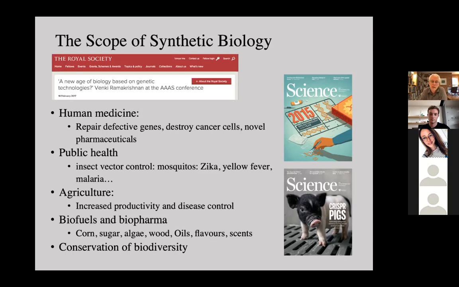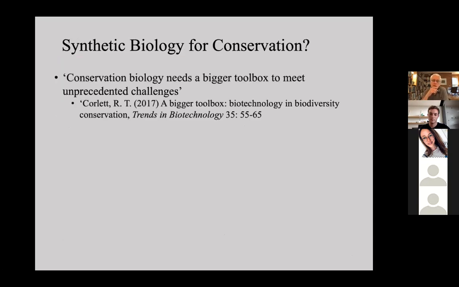Biofuels, biopharma, and last and perhaps rather small on this horizon, biodiversity conservation. So there are conservationists who started saying conservation needs a bigger toolbox. It can't work with its conventional methods of protecting species and protecting the spaces where they live. It has to do something else.